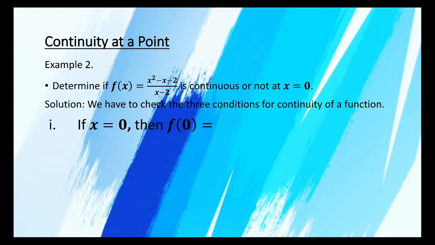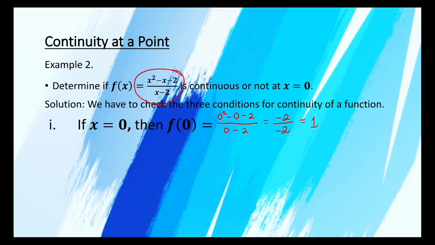First, at f of 0, what is our function? Let's substitute 0 for all x, so you have 0 squared minus 0 minus 2 all over 0 minus 2. This is coming from our original function. So this is negative 2 over negative 2. Any number divided by itself is equal to 1. So f of 0 is 1.